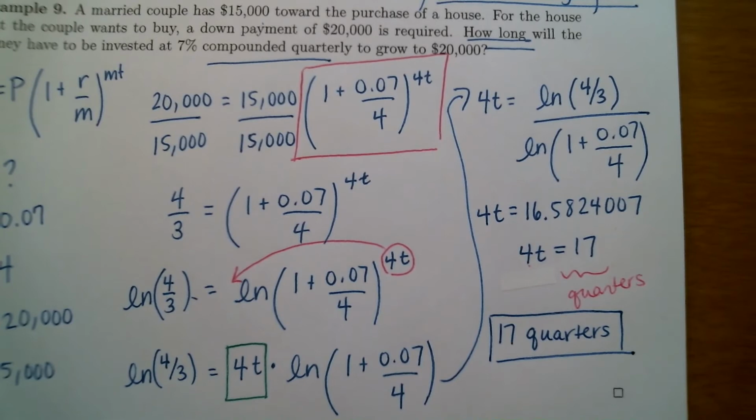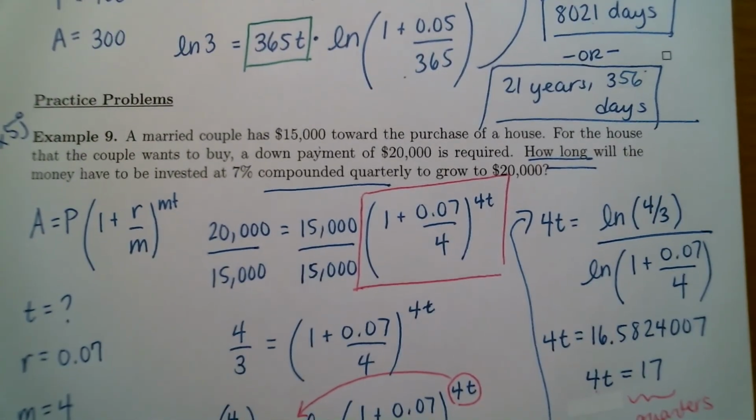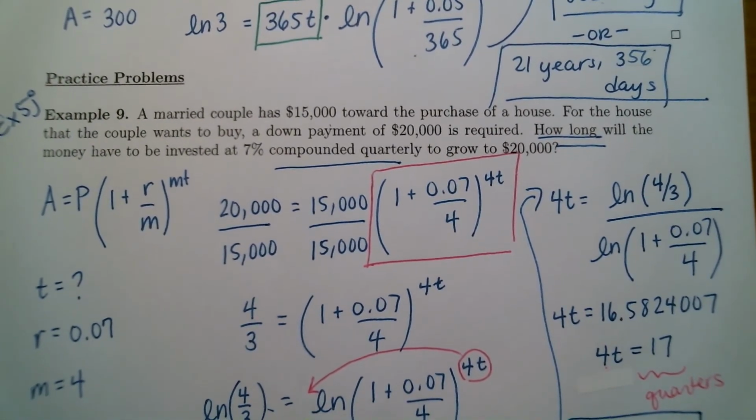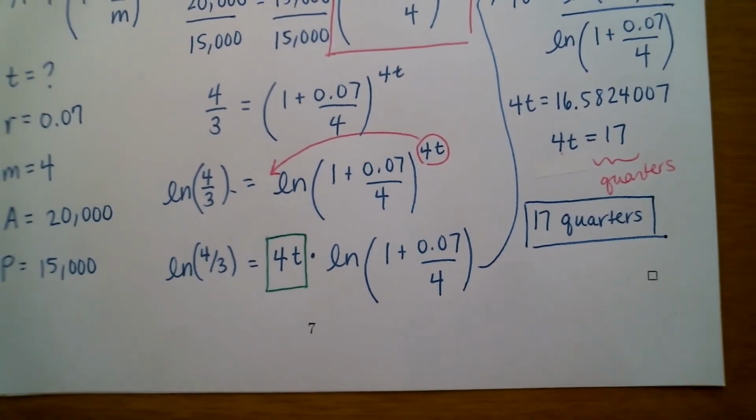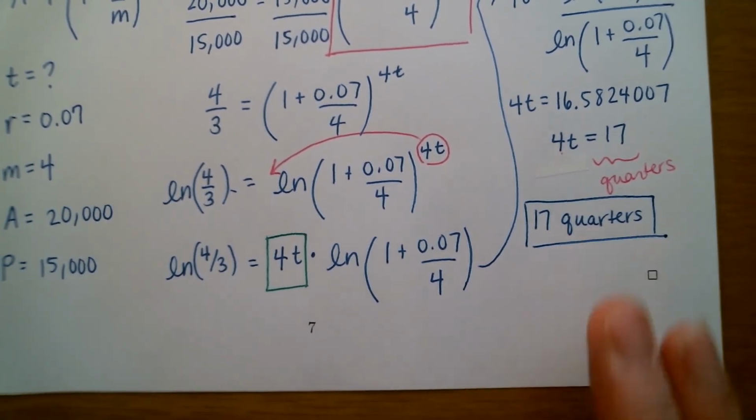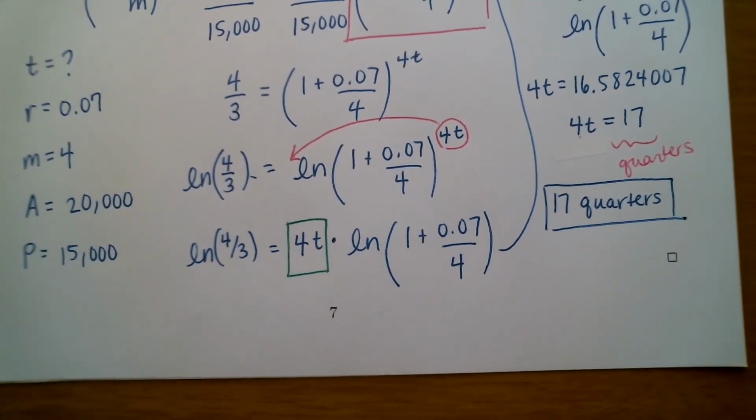compounded quarterly. Remember what I explained in example 8: if, when you read the question, they don't really express how the answer should be stated, it just says how long is it going to take. So in particular on MyMathLab or on a quiz or a test, I might ask you, how many quarters is this going to take? And then the answer would be 17. But you could also be asked to give the answer as years and leftover quarters. If we did that, I will do that at the bottom of the page. I will convert 17 quarters into years and leftover quarters.